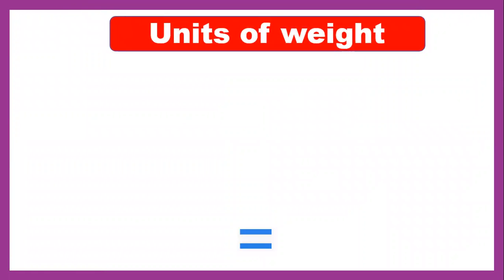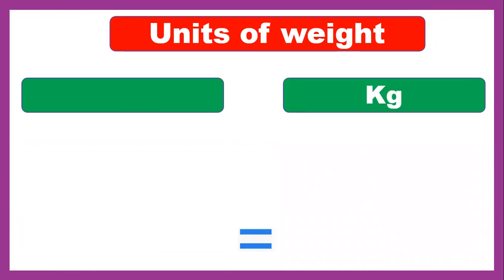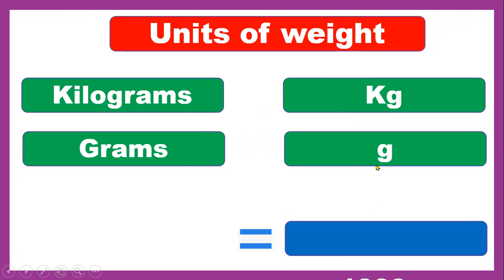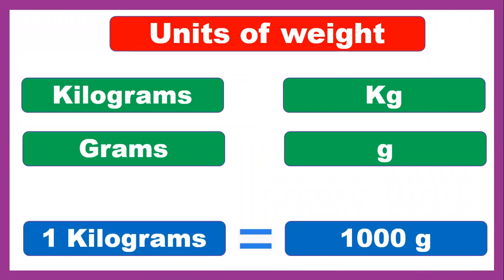So there are two units of weight. When we compare weight, we use two units, kilograms and grams, okay? In the short form, kilogram is kg, and when we write grams, g. And keep in mind there are 1000 grams in 1 kilogram. Okay, 1 kilogram has 1000 grams.